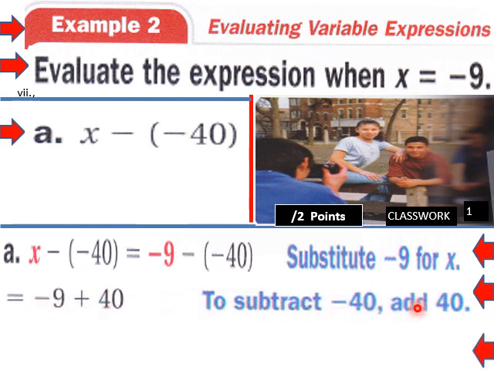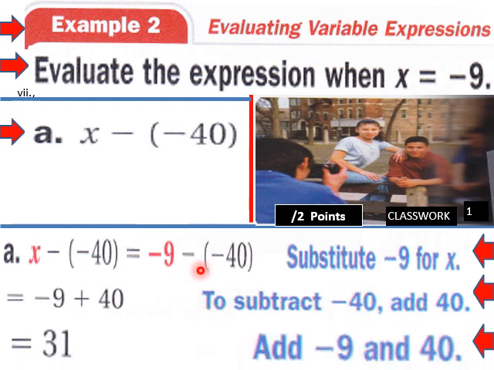To subtract -40, add 40. So that's what we do here. The way they do this is they add 40, which is kind of an odd way. A negative of a negative is a positive. It's really that simple. We're substituting -9 for x. This becomes -9 plus 40. And then 40 minus 9 is 31.